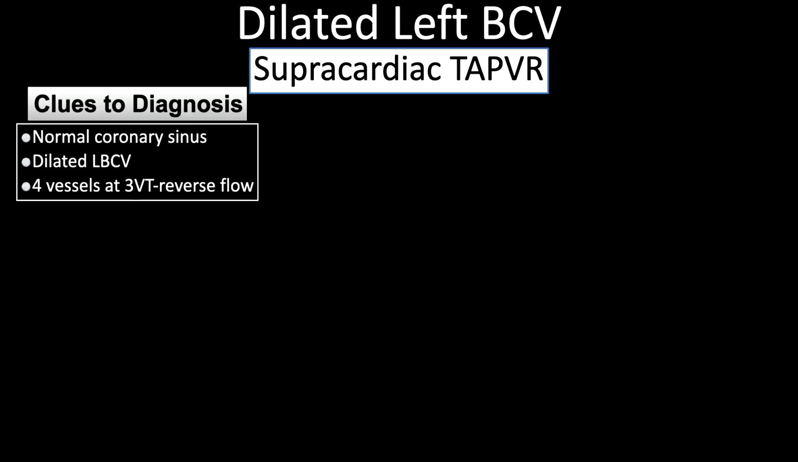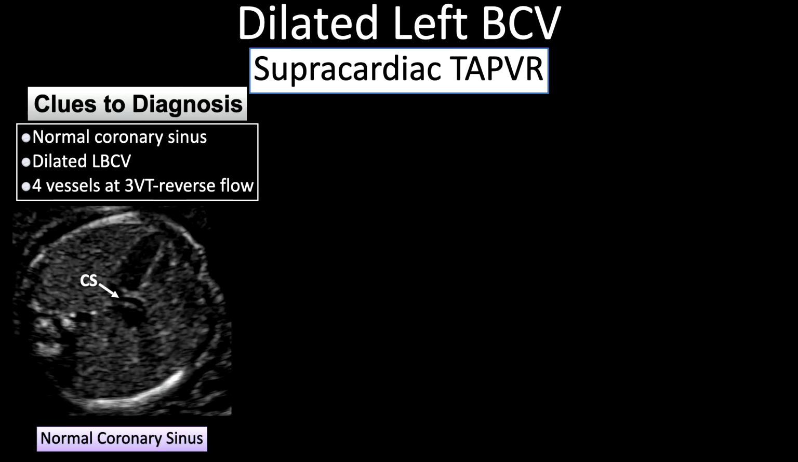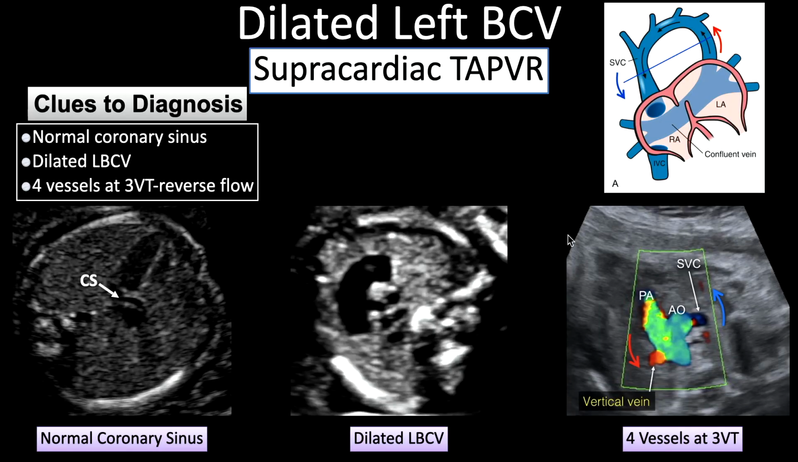The other association with the dilated left brachiocephalic vein is supracardiac total anomalous venous return, and I think that will be covered in the next talk. But here, what you look at, clues to the diagnosis, is you have a normal coronary sinus, because this is not an LSVC, a dilated left brachiocephalic vein, and the three-vessel trachea view will show an additional vessel, as you see right here, because this is the vertical vein taking blood from the confluent vein up to the brachiocephalic vein.